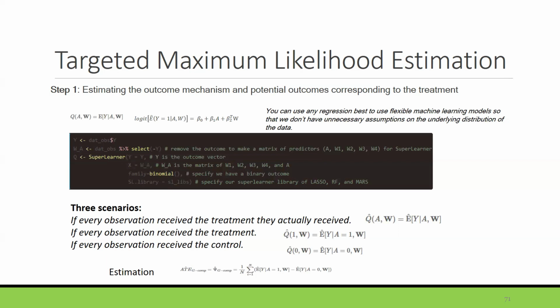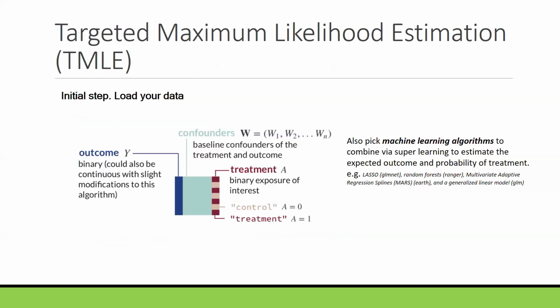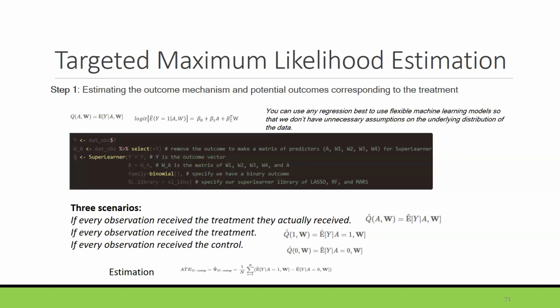Rather than you rushing into choosing logistic regression on your own, it's better that the library checks your data and selects your model for you. It could be lasso, it could be random forest, it could be multivariate adaptive regression splines. Okay, when you estimate your outcome model, in this step, it goes through three scenarios.